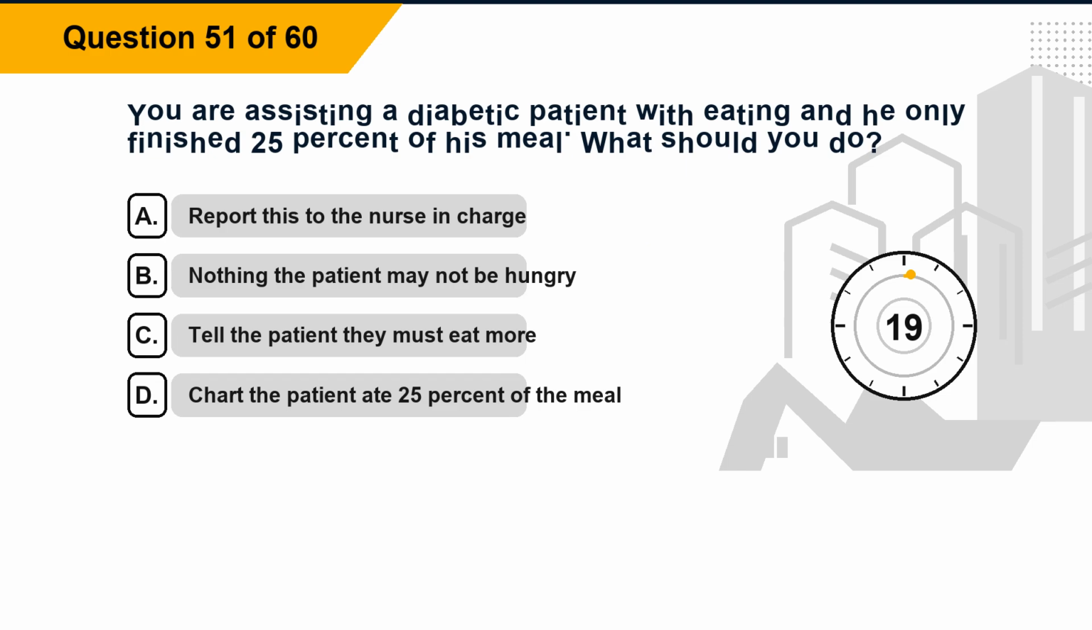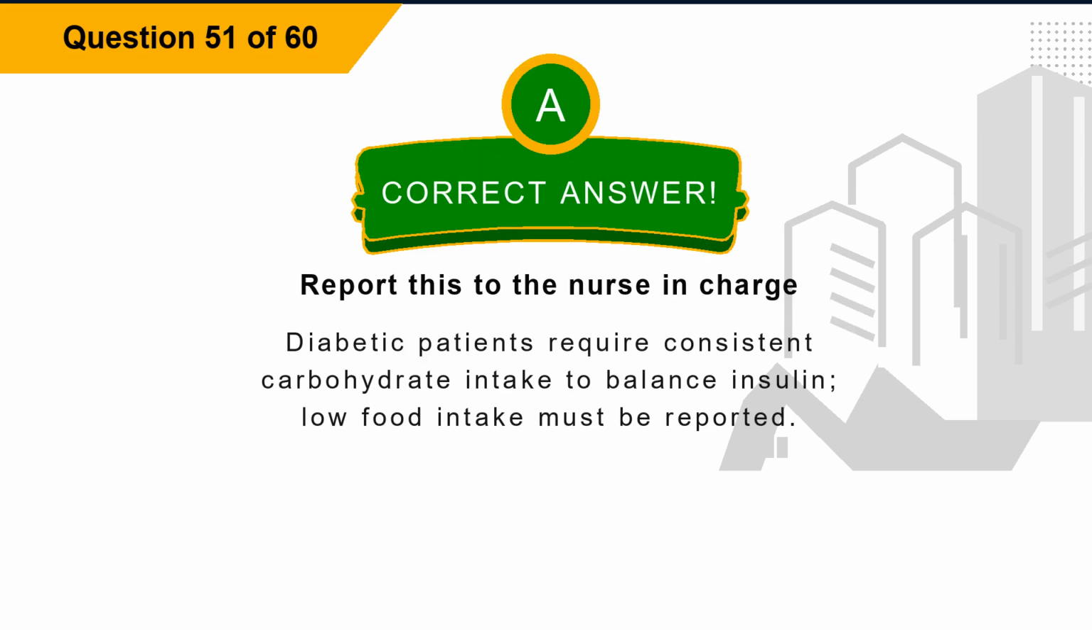Question 51. You are assisting a diabetic patient with eating and he only finished 25% of his meal. What should you do? Option A, report this to the nurse in charge. Option B, nothing, the patient may not be hungry. Option C, tell the patient they must eat more. Option D, chart the patient ate 25% of the meal. The correct answer is option A, report this to the nurse in charge. Explanation: diabetic patients require consistent carbohydrate intake to balance insulin. Low food intake must be reported.